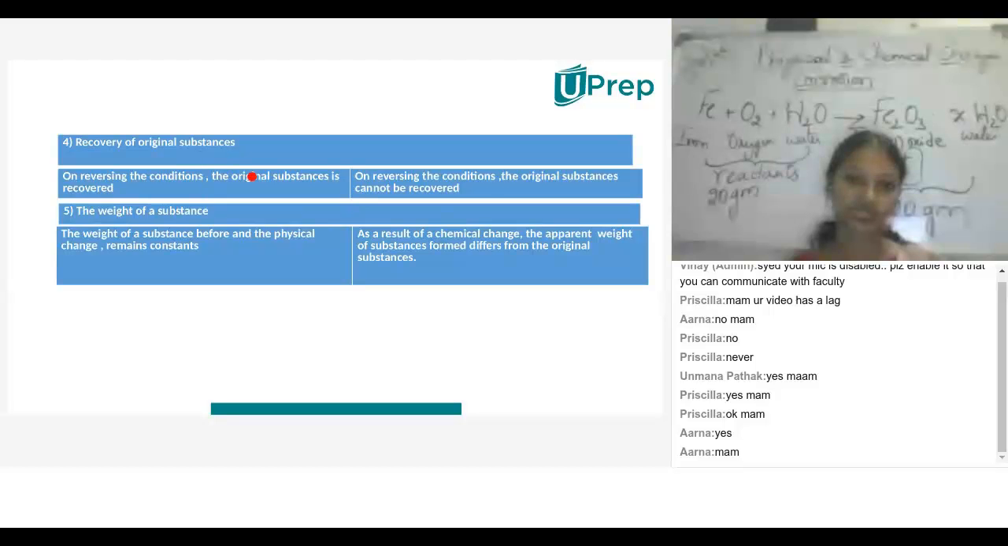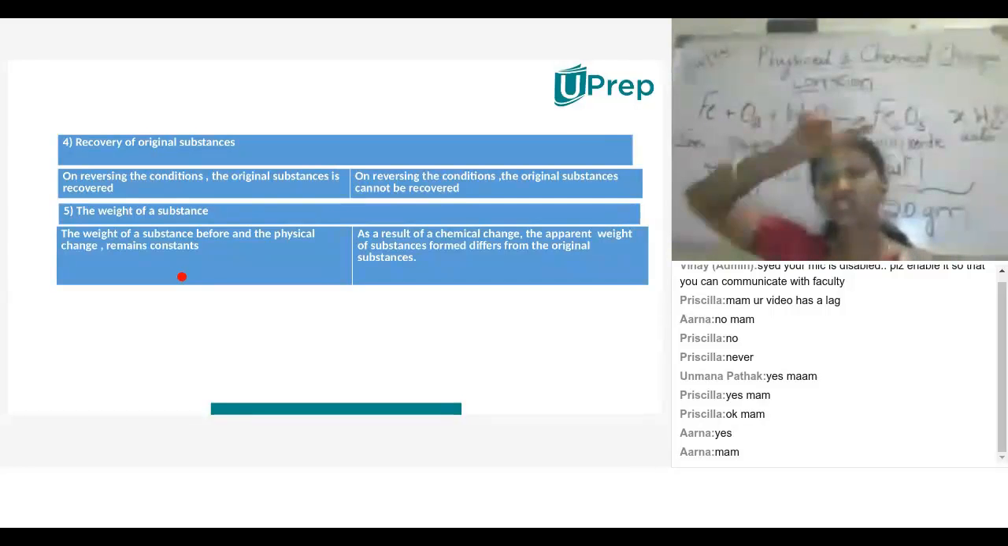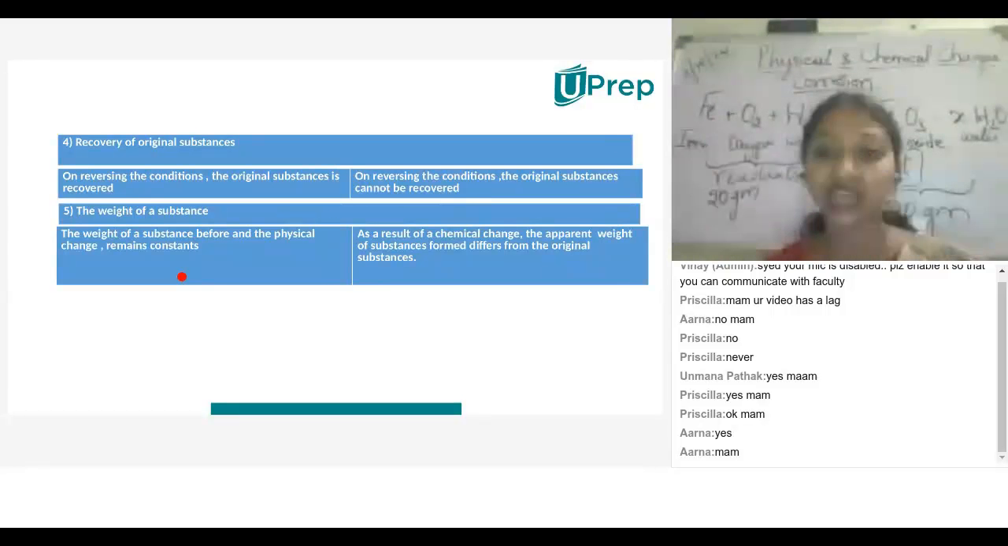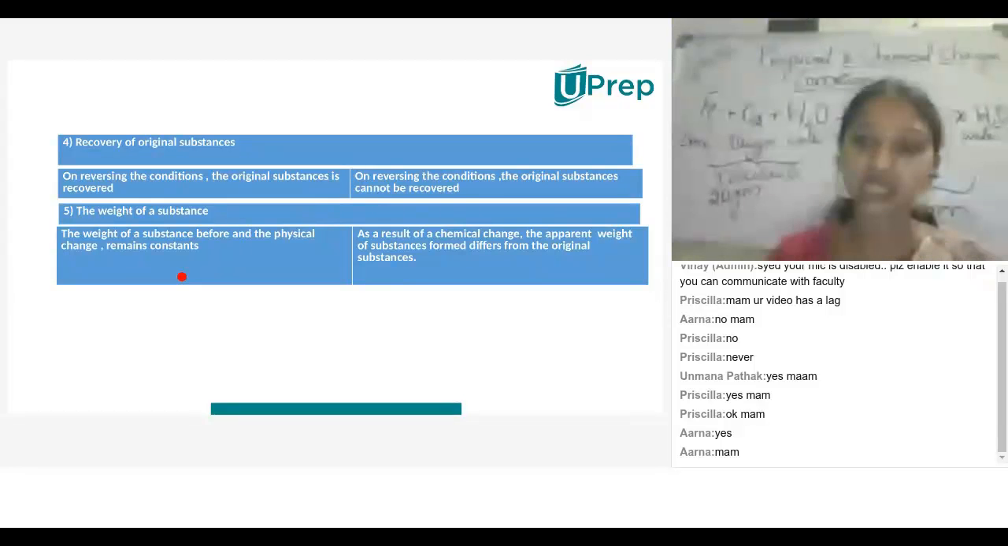Next, recovery of original substances. In physical change, on reversing the conditions, we get the original substances. In chemical change, on reversing the conditions, we won't get the original substances. The weight of the substance: in physical change, there is no change in the mass. In chemical change, there is an apparent change in the mass, but only an alteration takes place; overall, reactants and products are equal.